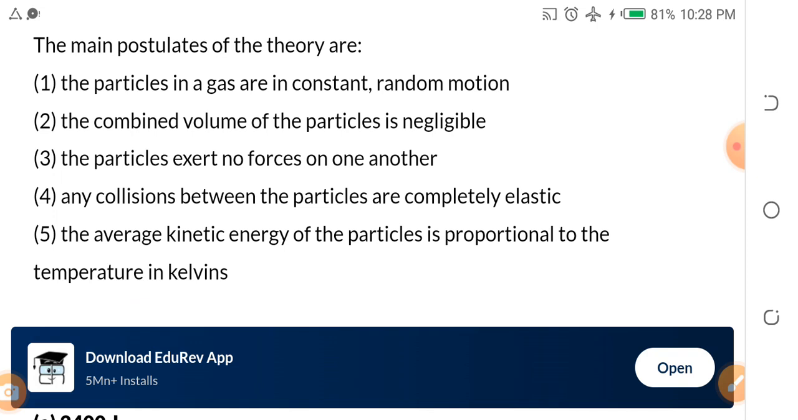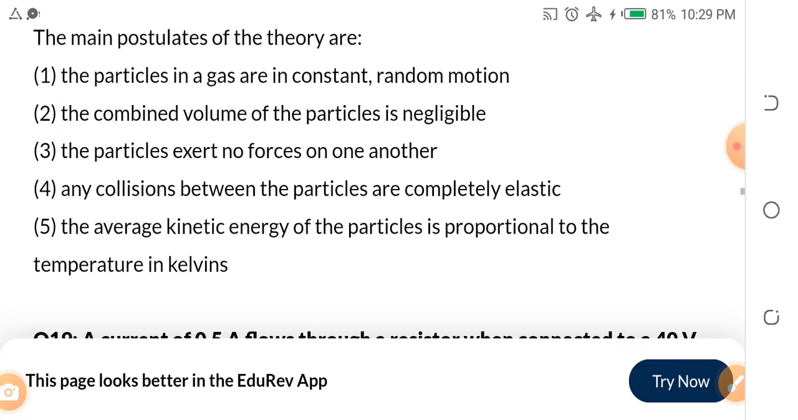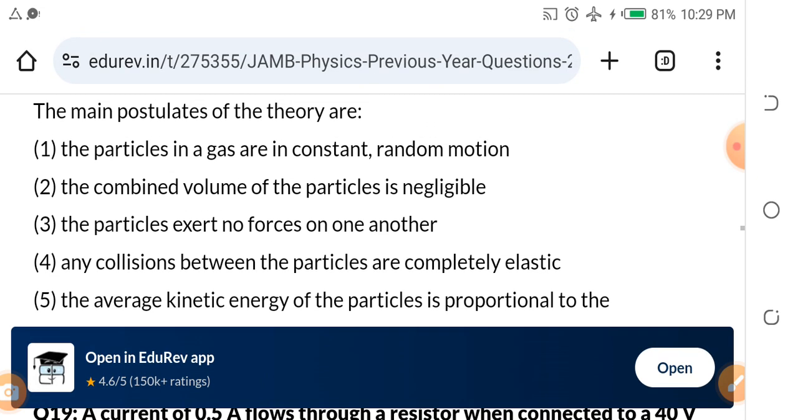The main postulates of the theory are: the particles in a gas are in constant random motion. That is number one. Number two, the combined volume of the particles is negligible. Three, the particles exert no force on one another. Four, any collision between the particles is completely elastic. Five, the average kinetic energy of the particles is proportional to the temperature in kelvins.